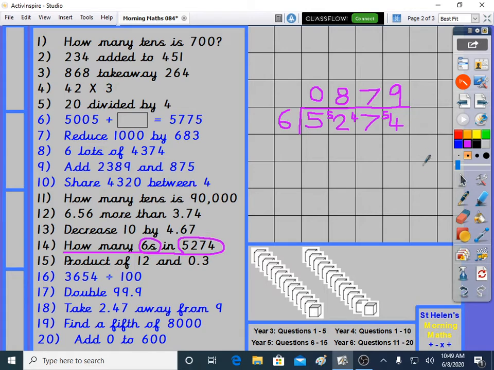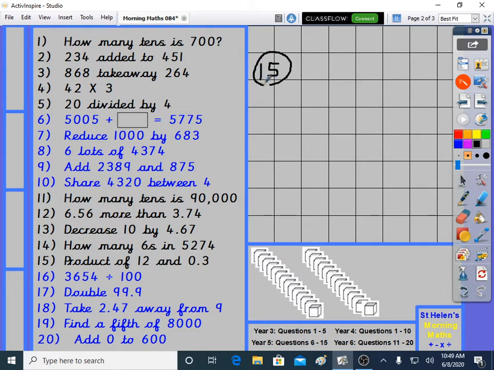And time for question 15. Question 15 says product. Famous word in maths. Product of 12 and 0.3. Well, product means times. So we're multiplying 12 by 0.3. With multiplication, you don't line up the point. So I line it up like this. I'll put the point in at the end. There it goes. So just get that copied down.